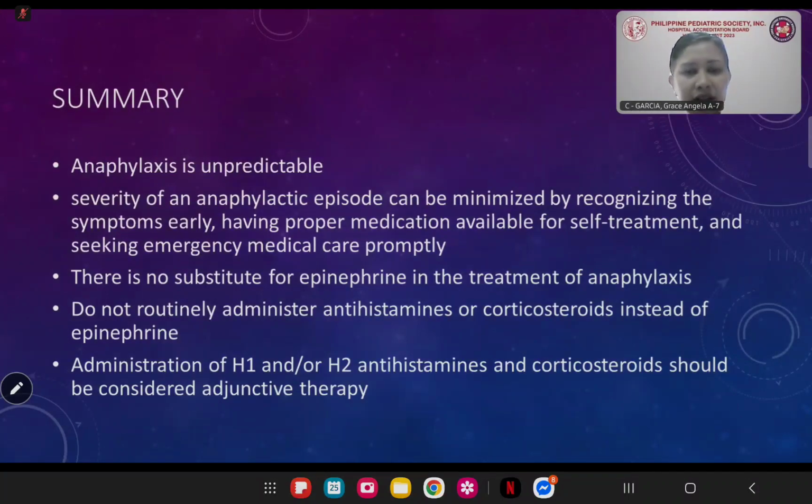The severity of an anaphylactic episode can be minimized by recognizing the symptoms early, having proper medication available for self-treatment, and seeking emergency medical care promptly. There is no substitute for epinephrine in the treatment of anaphylaxis, and do not routinely administer antihistamines or corticosteroids instead of epinephrine. Administration of H1 or H2 antihistamines or corticosteroids should be considered just adjunct therapy.